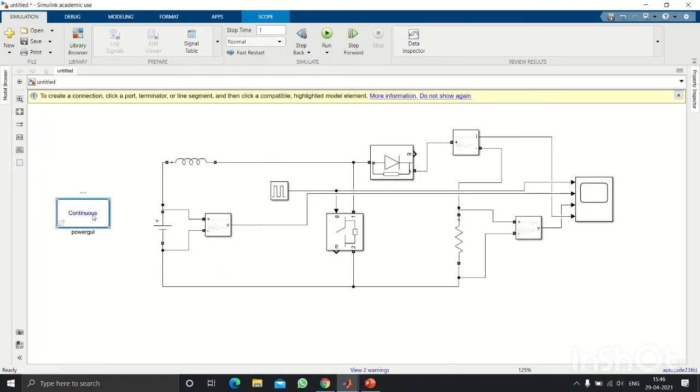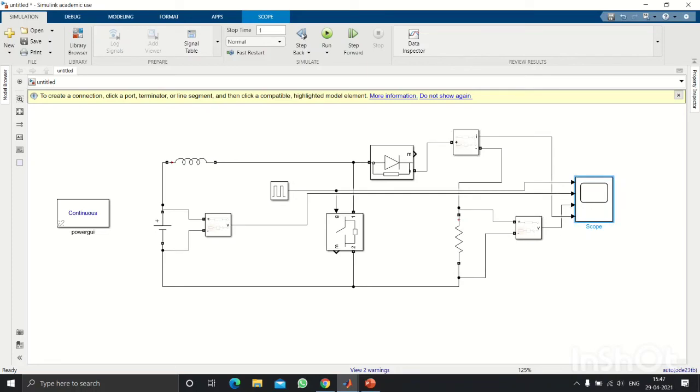Now we can see the circuit is ready. A DC voltage source, inductance, voltage measurement block, pulse generator block, we have the chopper, we have the diode, freewheeling diode, we have a current measurement block, we have resistance, it's a load resistance, we have voltage measurement. We can see the scope. We can see 4 points. The first one is the gating pulse, the second one is input voltage, the third one is output voltage, and the fourth one is output current.